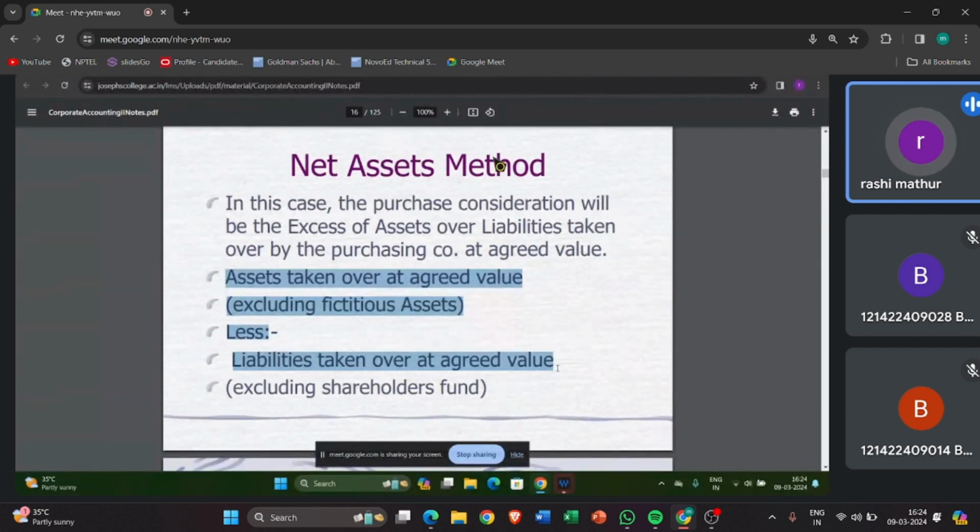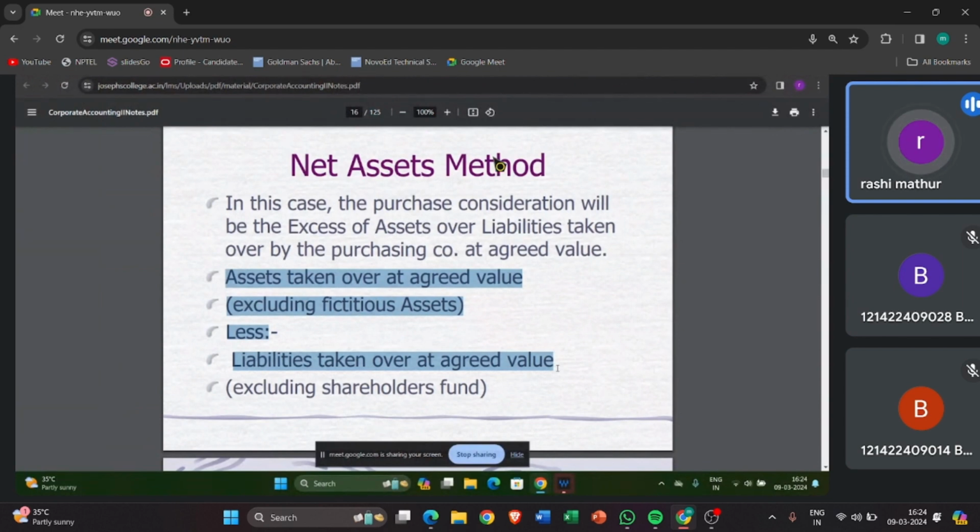It is nothing but the difference between the assets and liabilities taken over at agreed values. So in the problem, you could be given: calculate purchase consideration by net assets, which means add up all the assets at agreed values. Don't take balance sheet values. Agreed values only. And liabilities at agreed values. Minus both of them, the difference is your purchase consideration.